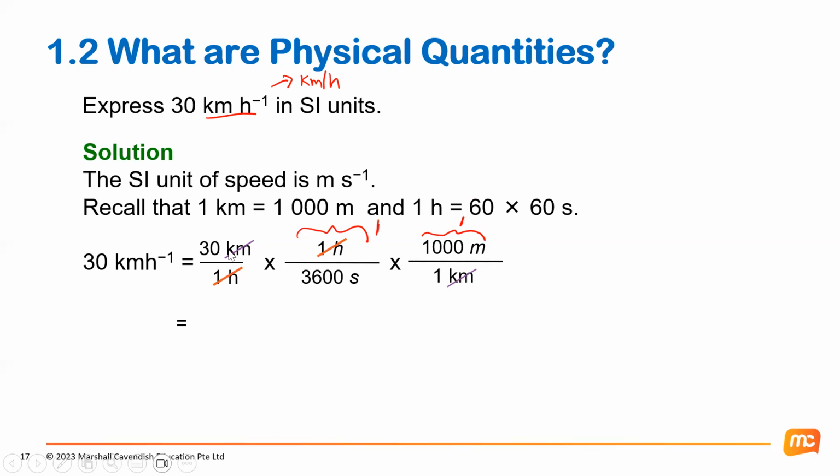Okay, so you can see that I have already eliminated my kilometers, I have already eliminated my hours, I'm left with meters and seconds. So it's equivalent to 30,000 divided by 3,600 seconds, and I will get my answer 8.3, and I'm left with meters per second.